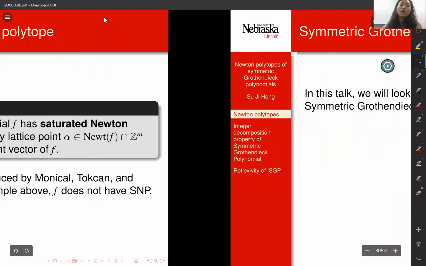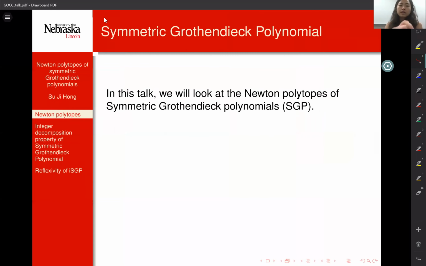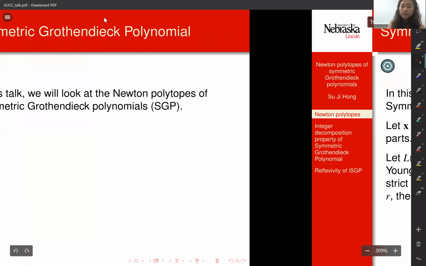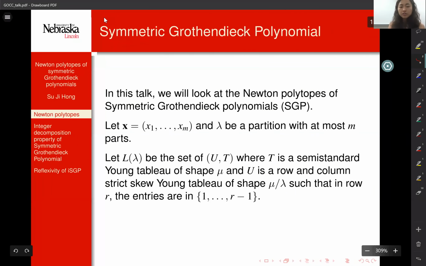In this talk, I want to focus on this family of polynomials called symmetric Grothendieck polynomials. I will abbreviate it with SGP for the rest of the talk. This is actually a generalization of Schur polynomials. And Schur polynomials form a basis for symmetric polynomials, so they're very, very useful. And symmetric Grothendieck polynomials are just a generalization of it.